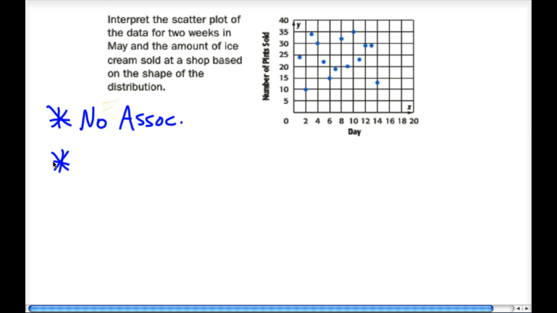Okay. Clusters? No. Outliers? No. I don't think there's any outliers. If there would have been like one point way up here, like 80 for the number of pints, that would have been an outlier. So, no clusters or outliers.